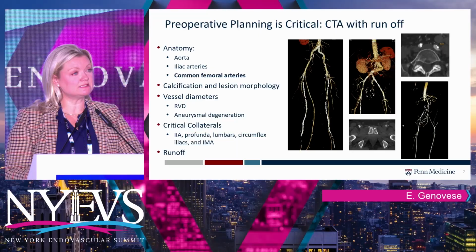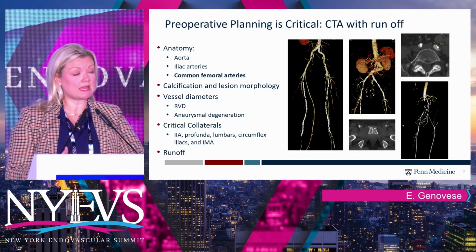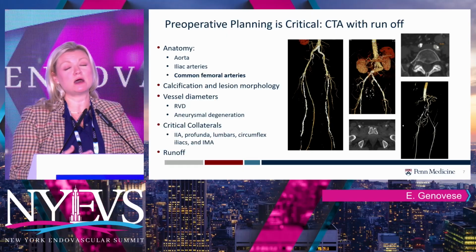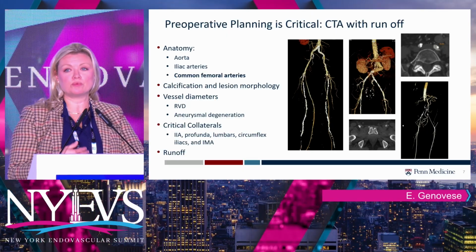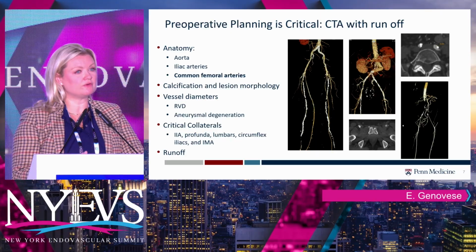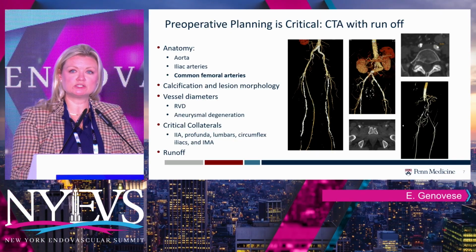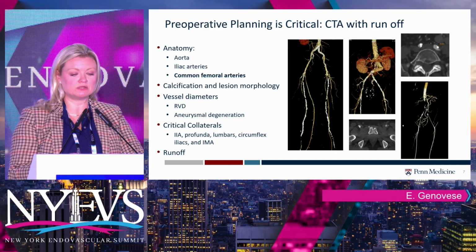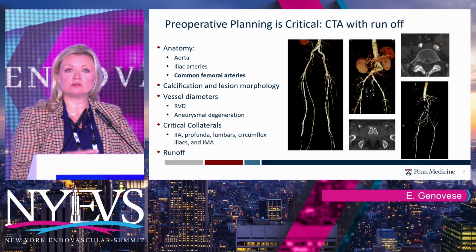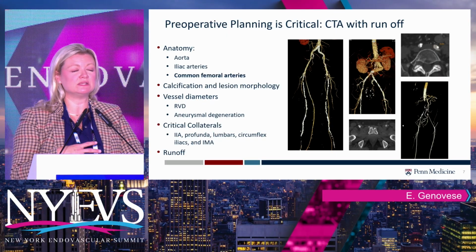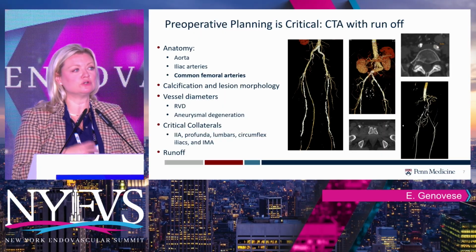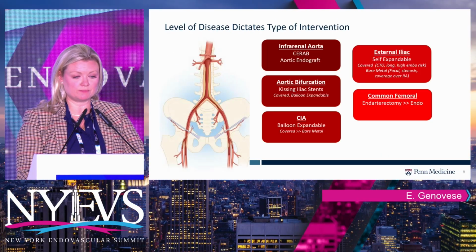It also gives us calcium morphology and our reference vessel diameter size, and can indicate if you have aneurysmal disease that you may need to concomitantly treat, which you may underappreciate on an angiogram alone. Again, look out for those critical collaterals, whether it's the internal iliacs, your profunda, your lumbars, your circumflex iliacs, or your IMA. Really knowing how the underlying pelvic and leg collaterals are feeding each of these vessel beds is critical so you don't injure them in your reconstruction.